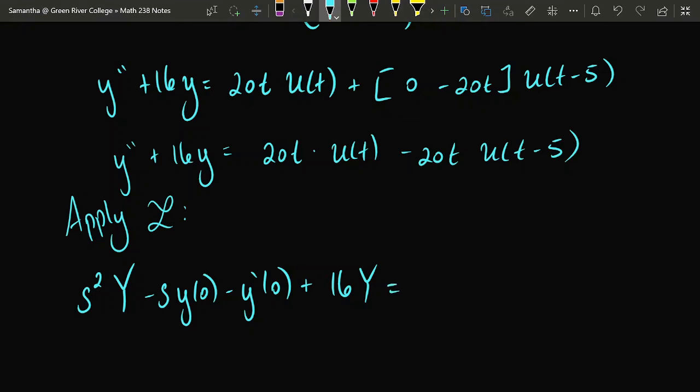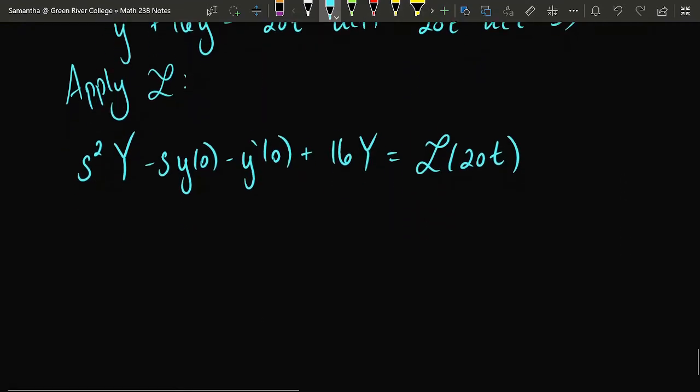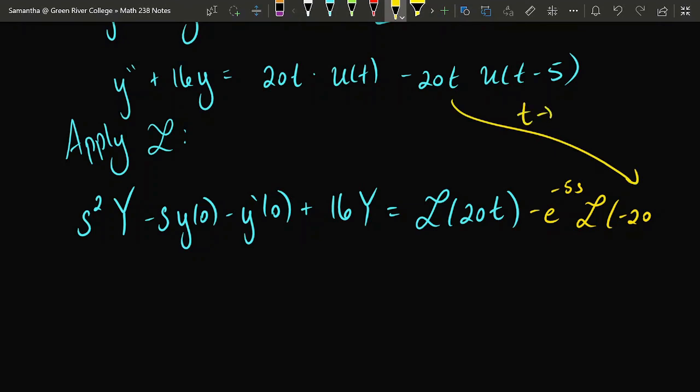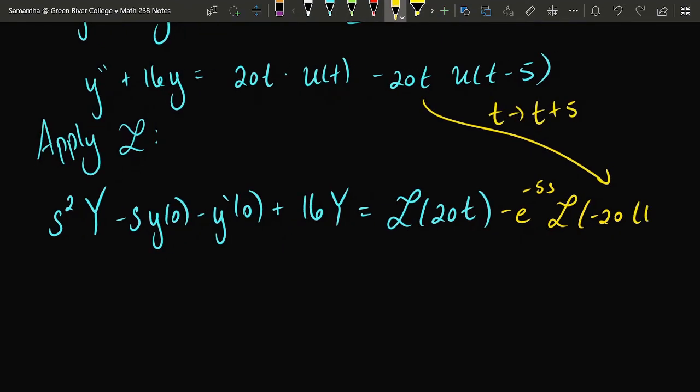The transform of 20t times the unit step, which turns on at time 0, is the same thing as the transform of 20t by itself. But to find the transform of 20t times the shifted unit step function, I need to take the corresponding exponential and then transform the function that I get by shifting the t's in the opposite direction, t to t plus 5.